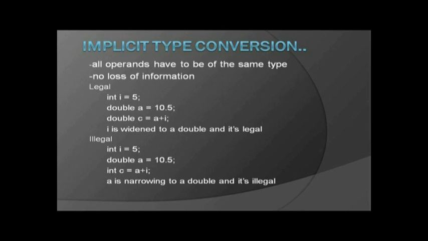Let's consider an example for implicit type conversion for illegal. Declare an integer type variable called I and assign a value as 5. Then declare a double type variable called A and assign value as 10.5. Then declare another integer type variable called C and assign a value as A plus I. Here A is narrowing to an integer. It is illegal.